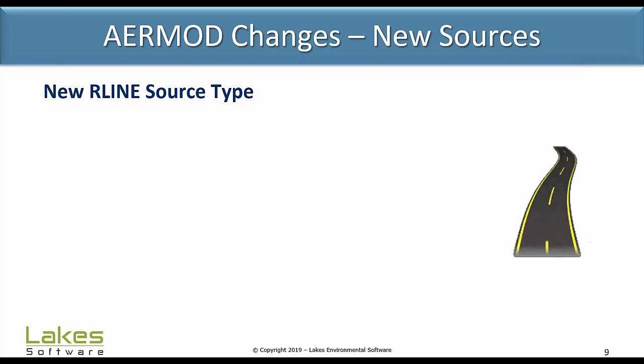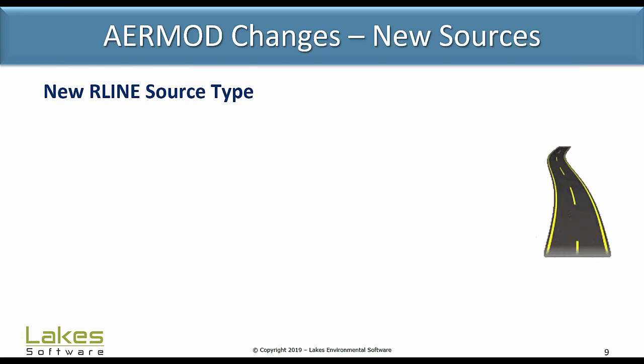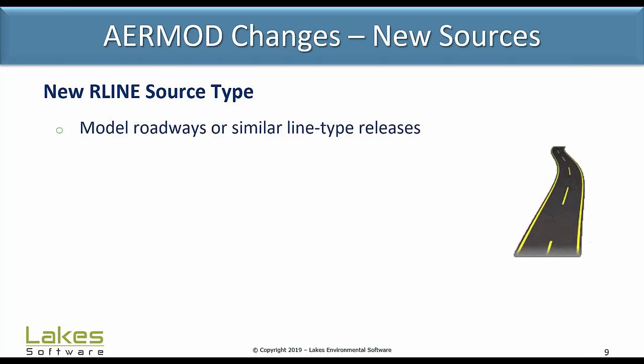some new source types. First of which is the new R-line source type for modeling roads and other similar line type releases. Of course, AERMOD has not always had a line type release in it. The closest thing that it's had is the buoyant line source, which was implemented back in the 15.181 release about 4 years ago. But other than that, the line source type that existed within the model was really just a modified rectangular area source. Now with this new implementation, we have a true line source type algorithm within the AERMOD model.